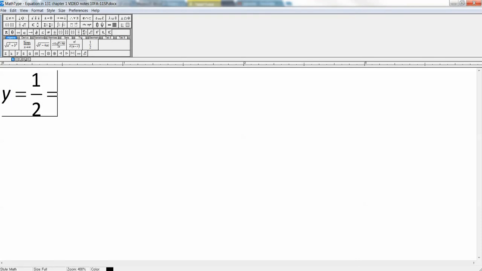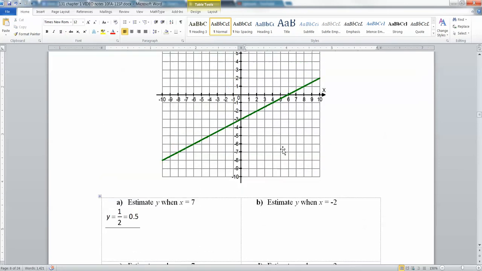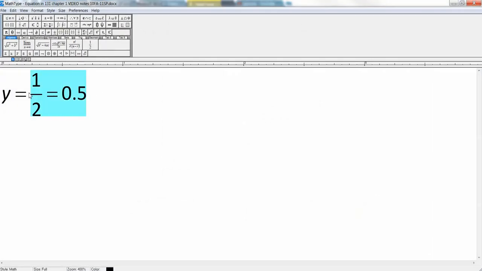Or you could say 0.5, that would work. Cool, done with that. All right, now we'll do it again. Estimate y when x is equal to -2. All right, so here's -2 right here for the x. So you go down and you look for the y value, and that's -4. So y equals -4.